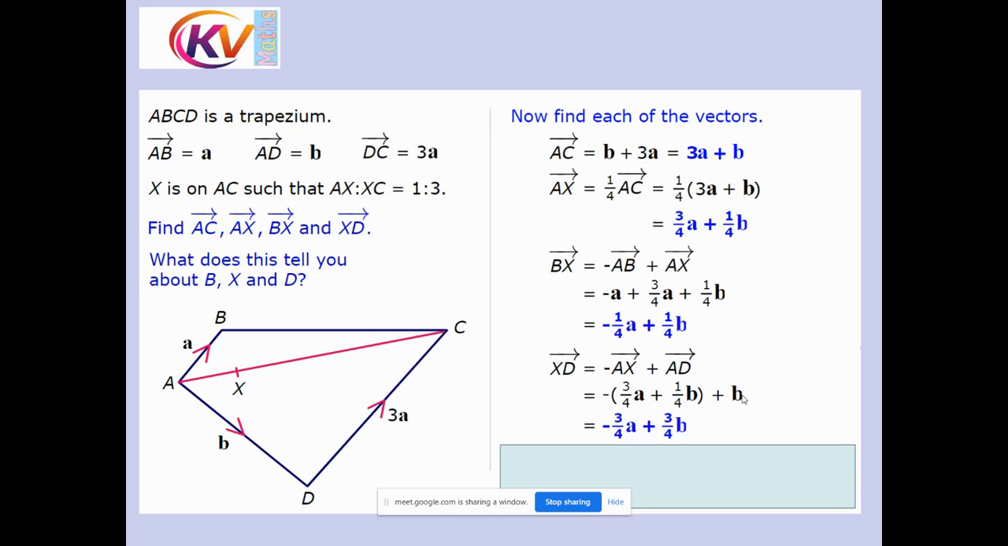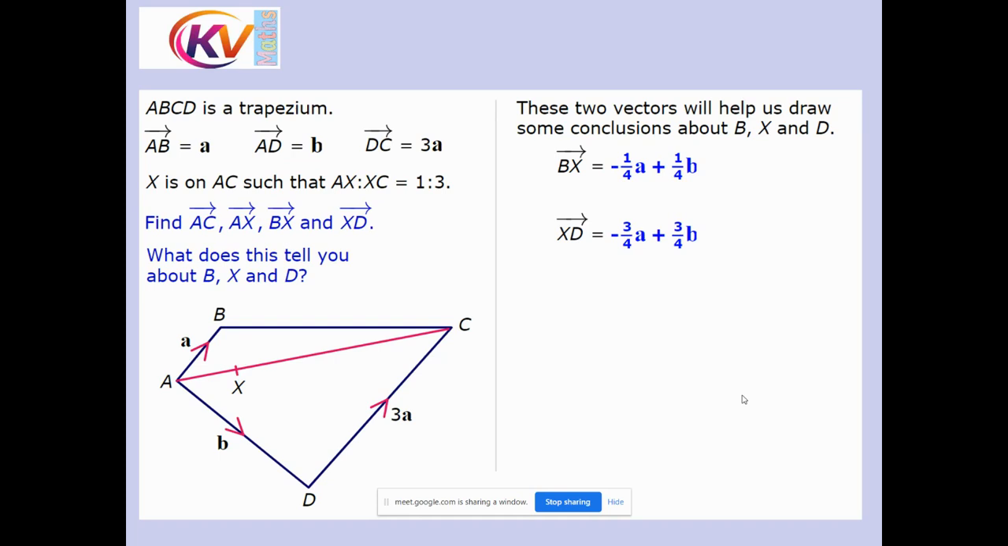Right, the last part then said, what does this tell you about B, X, and D? So that's what we need to think about now. So what do I know? What connects B, X, and D? Anyone see anything or any ideas at this point what they can tell me? Not sure. I'll pop up this bit of information.